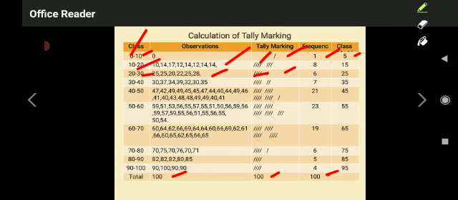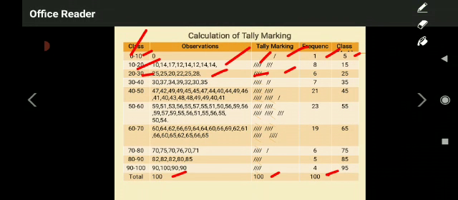So take utmost care while writing the observations in the observation column, and simultaneously you have to make tally markings and frequencies for that particular question. If you have done this systematic table in the examination, you will be given 8 marks for this particular question. Okay, so I hope you understood, my dear students. This is all about the calculation of tally marking.